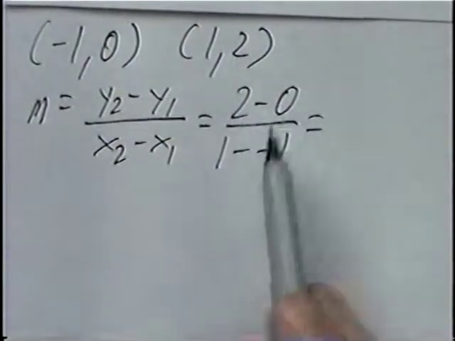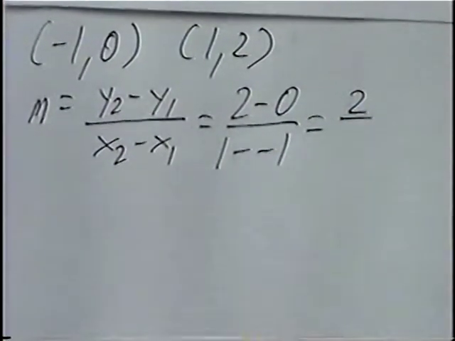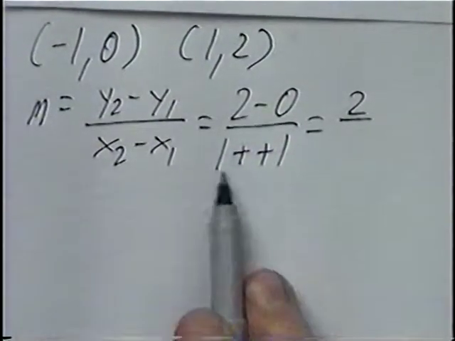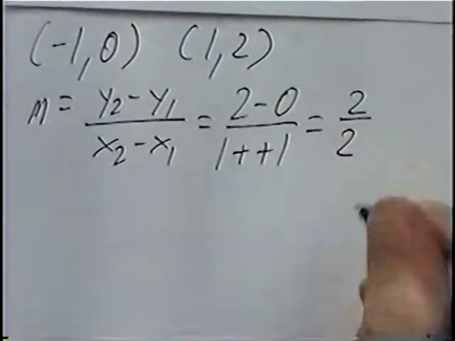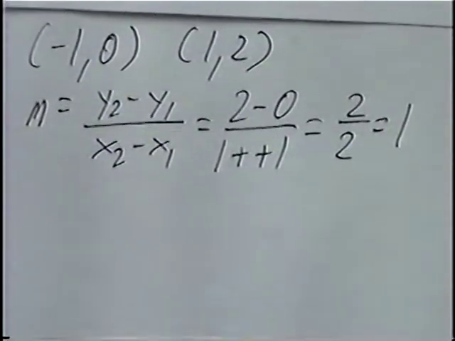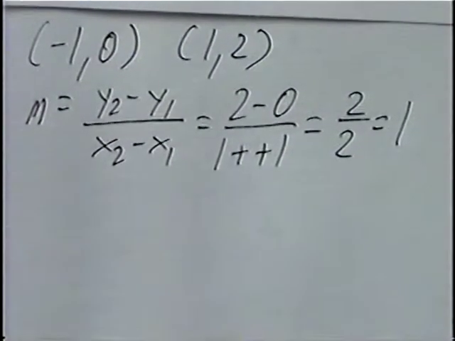Simplifying, 2 minus 0 would be 2. 1 minus a negative 1. Minus a minus, we can change to 2 pluses. 1 plus 1 would be 2. And 2 divided by 2 would be 1. So the slope for this question, or between the 2 points, the slope m is equal to 1.